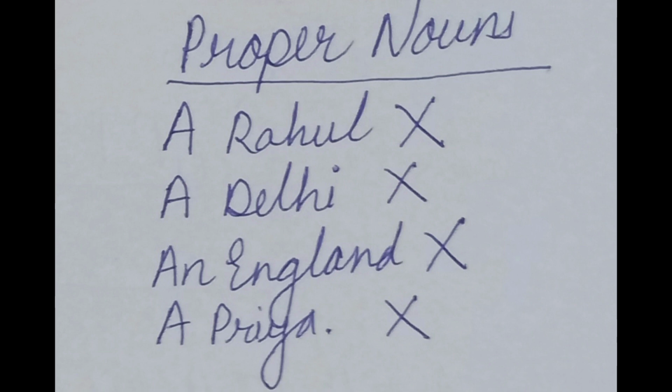With proper nouns also, we cannot use the articles a and an. For example, if we say a Rahul, Rahul is a proper noun, so it will be incorrect. If we say a Delhi, Delhi is also a proper noun, it will be incorrect. If we say an England, England is also a proper noun, then also it will be incorrect. If we say a Priya, Priya is a proper noun, then also it will be incorrect. So the articles a and an are not used before uncountable nouns, plural nouns, and proper nouns.